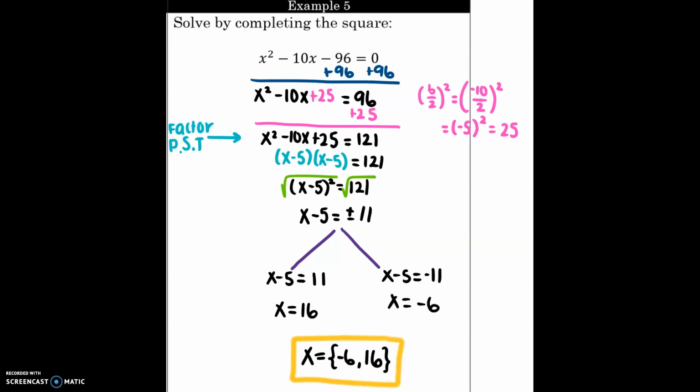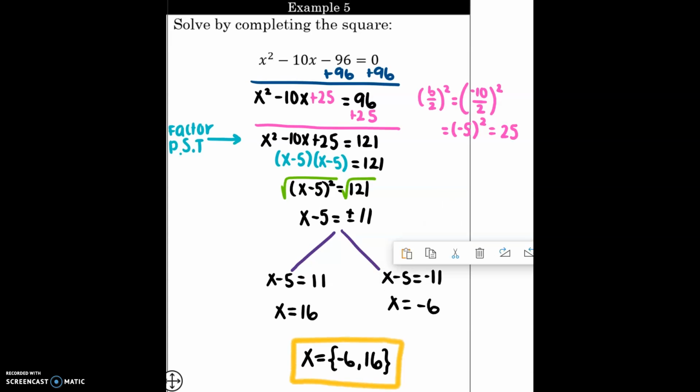Now let's take a look at example 5 here. You should notice that you need to add 96 on both sides first. Then we need to find the value that will complete the square by using b over 2 squared. In this case, the value is 25, so we need to add it to both sides. Then we need to factor the perfect square trinomial, and we find that its factors are x minus 5 times x minus 5, which we can rewrite as x minus 5 squared. That is all equal to 121 after adding 96 and 25.